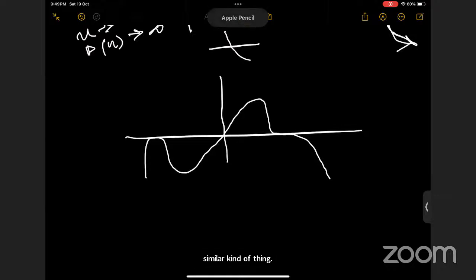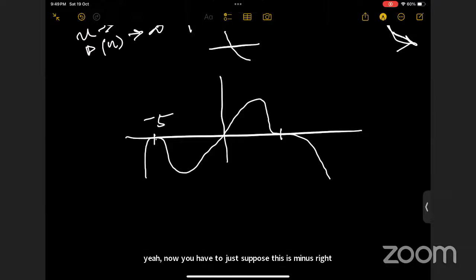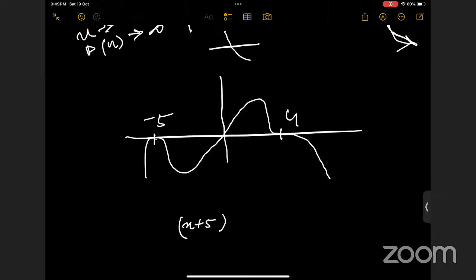So suppose this is minus 5, this is 0, and suppose this is 4. Now you have to tell me the equation. x plus 5 whole square into x into x minus 4 whole cube. Okay, so is everybody agreed with it, or any doubt?